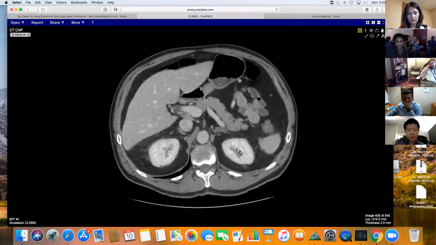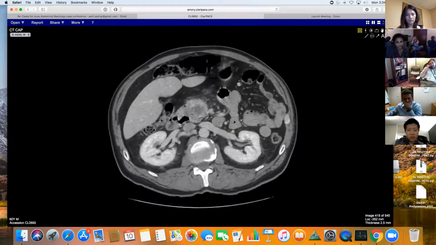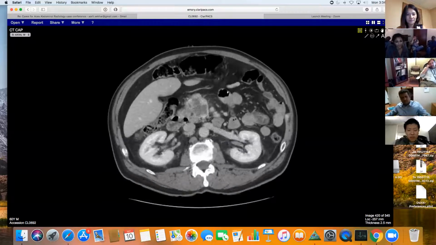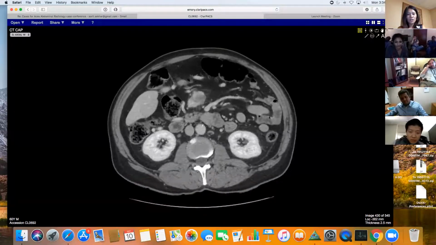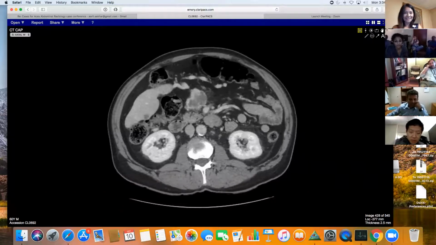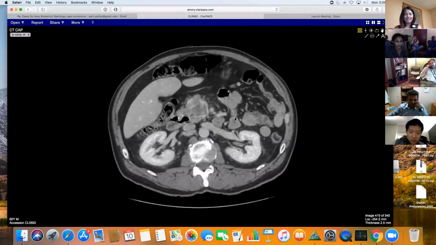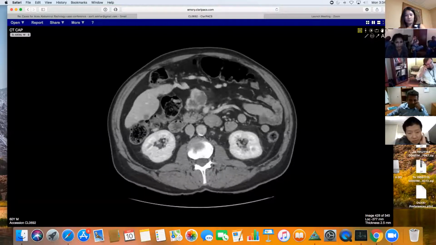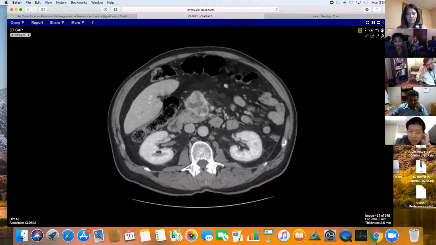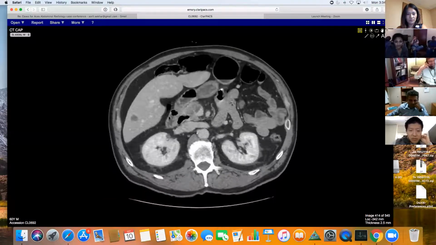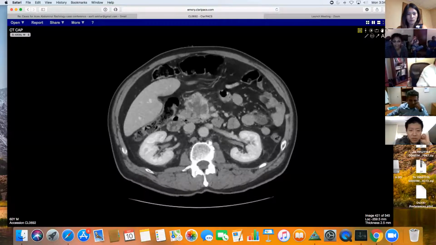No significant region. So any other thoughts aside from a pancreatic cancer? Angiosarcoma. Neuroendocrine. Okay, good thought. And those can be large and kind of heterogeneous and not necessarily obstruct ducts. And they can also invade the veins. So that's a good thought. Anything else?